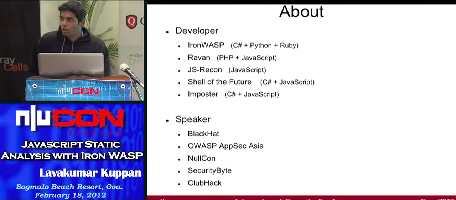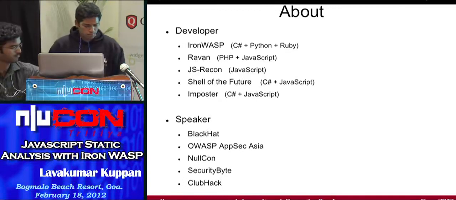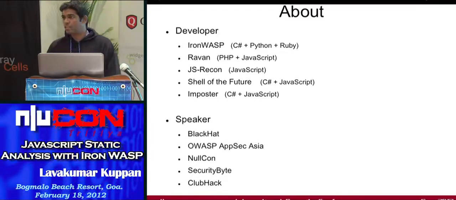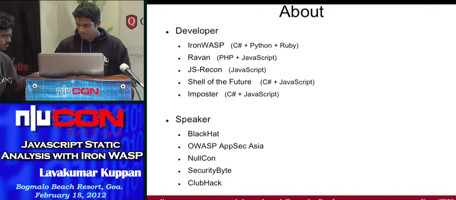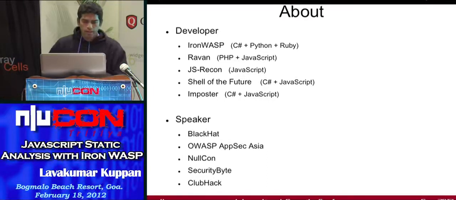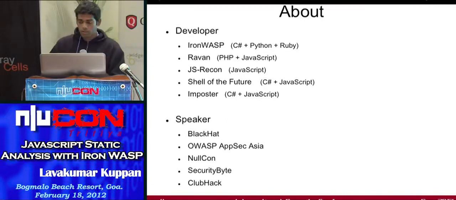And I also write a lot of code. I started doing this quite recently, probably the last 2 years. IronWASP is the software that's the most recent, and that's what I'm going to speak about here as well. And my favorite is Ravan. It's a distributed password cracking system written entirely in JavaScript. I think that's pretty cool. Right, and I've been a speaker in a few conferences as well, so that's pretty much it about me.